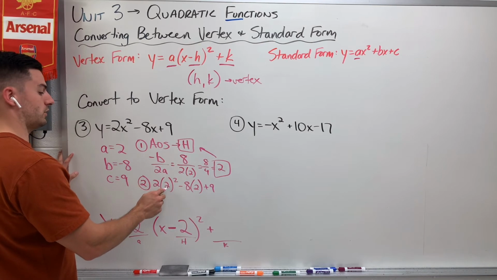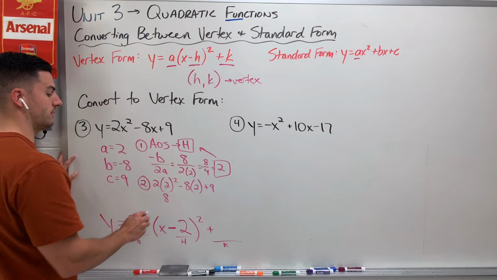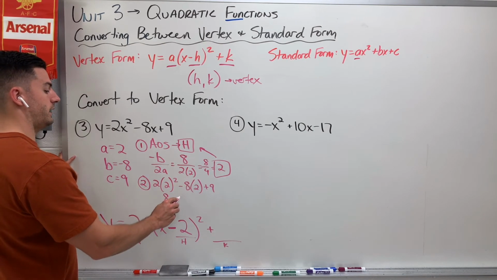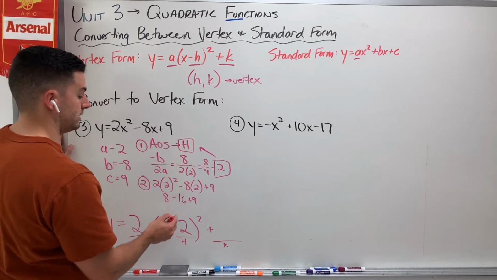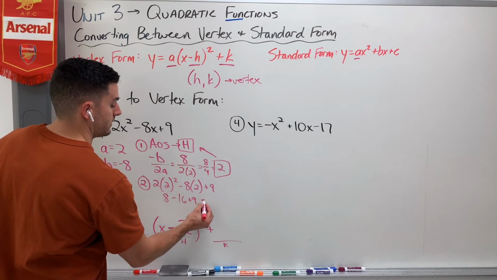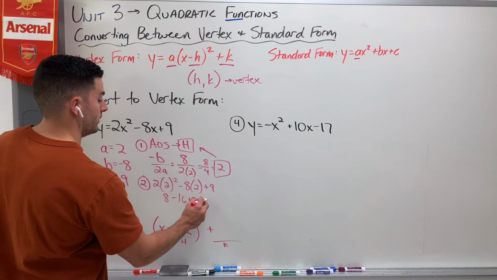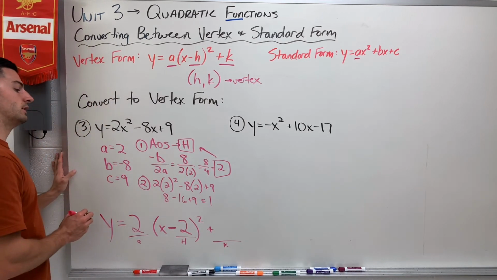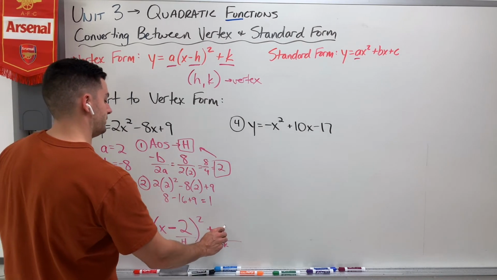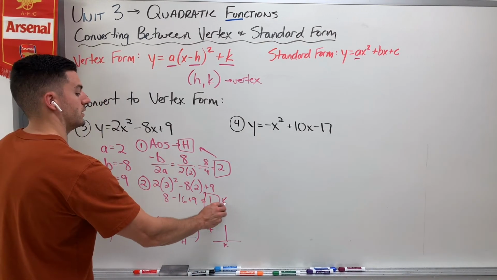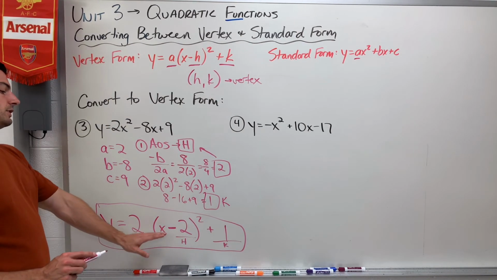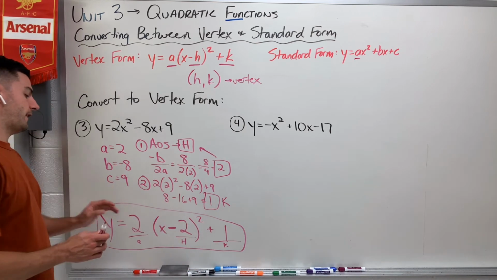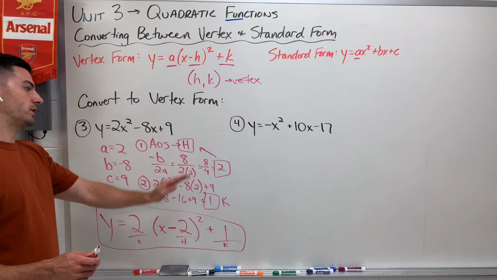So 2 squared is 4. 4 times 2 is 8, so this turns into an 8 right here. Minus 8 times 2 is 16 plus 9. So 8 minus 16 would give me a negative 8. Negative 8 plus 9 would give me a 1. Okay, so I have a positive 1 there. That's my k value, and I already put it in my template there. So that's my full equation, y equals 2 times x minus 2 squared plus 1. That is my vertex form equation of this.